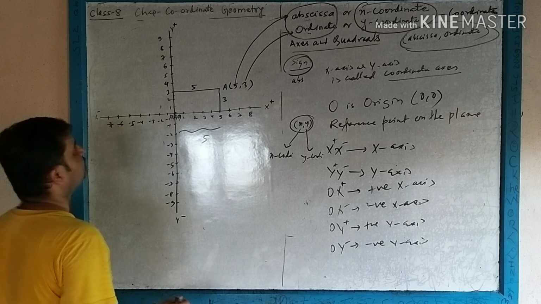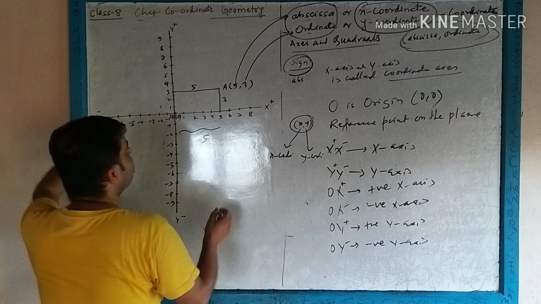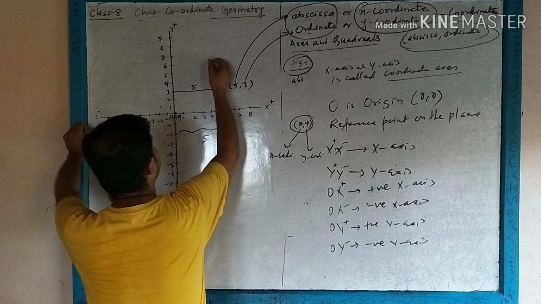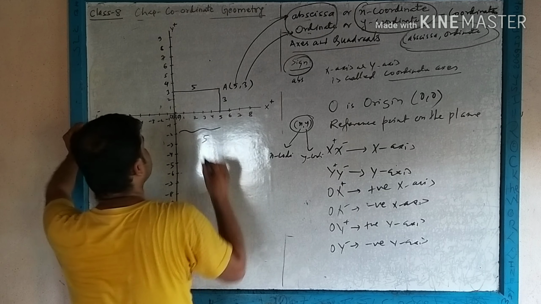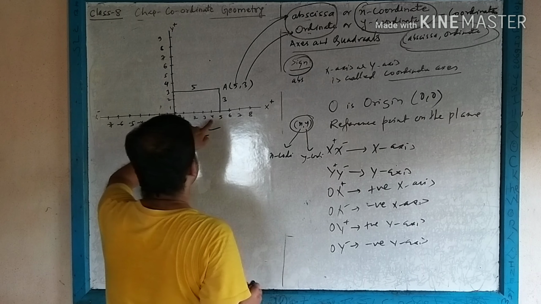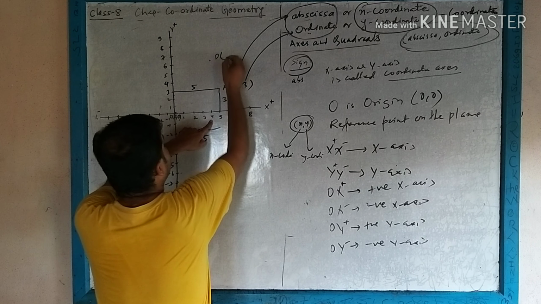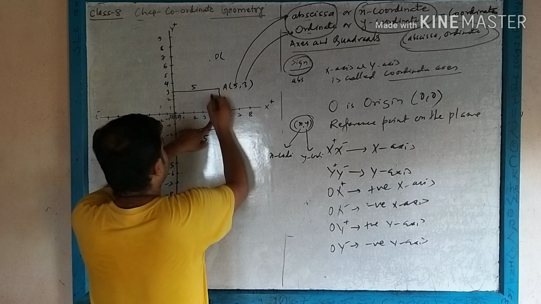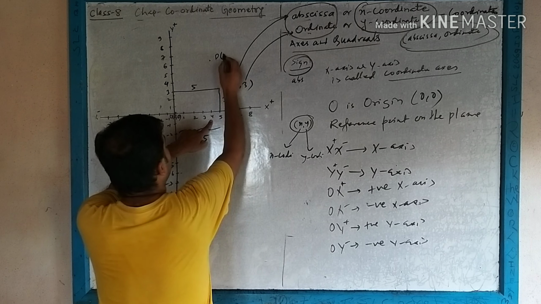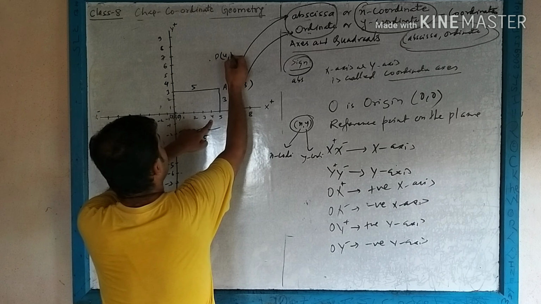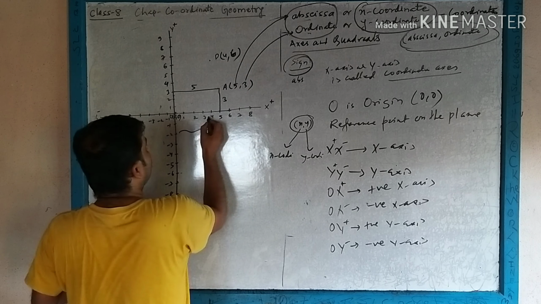Now let me take any point. What is the coordinates of the point here? Suppose I take a point P here. From here it is 4 units, so 4 comma how much? 4 comma 6.